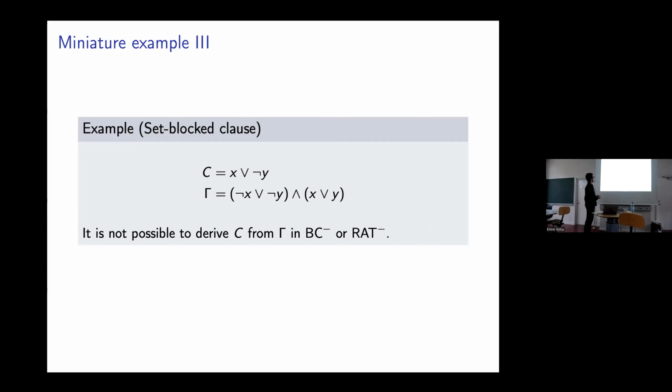I should maybe switch the definition, switch the check for this one, because I don't want to go into set block clauses right now, maybe in the second half. The point of this is there is a set block with a really small formula, and a set block clause with respect to the formula such that it's not possible at all to derive this clause in the previous two systems.